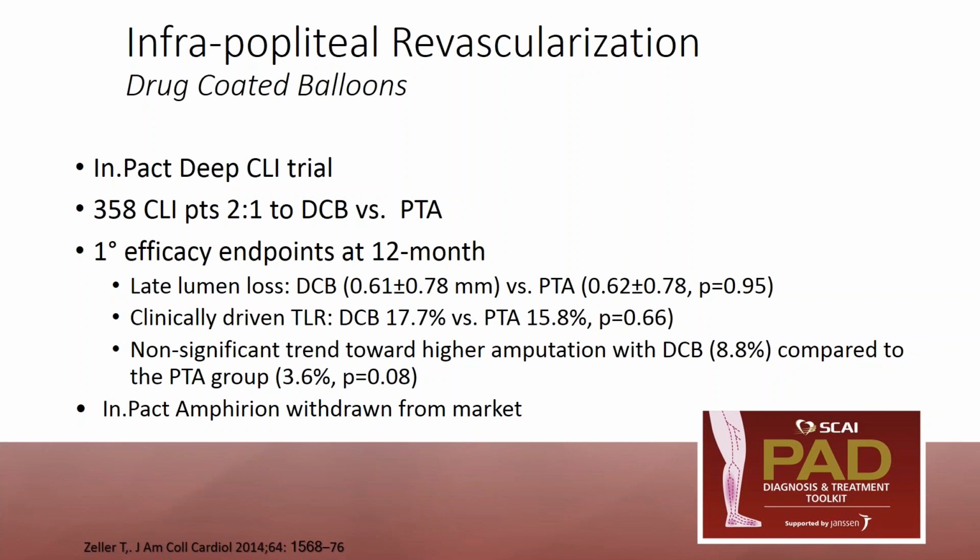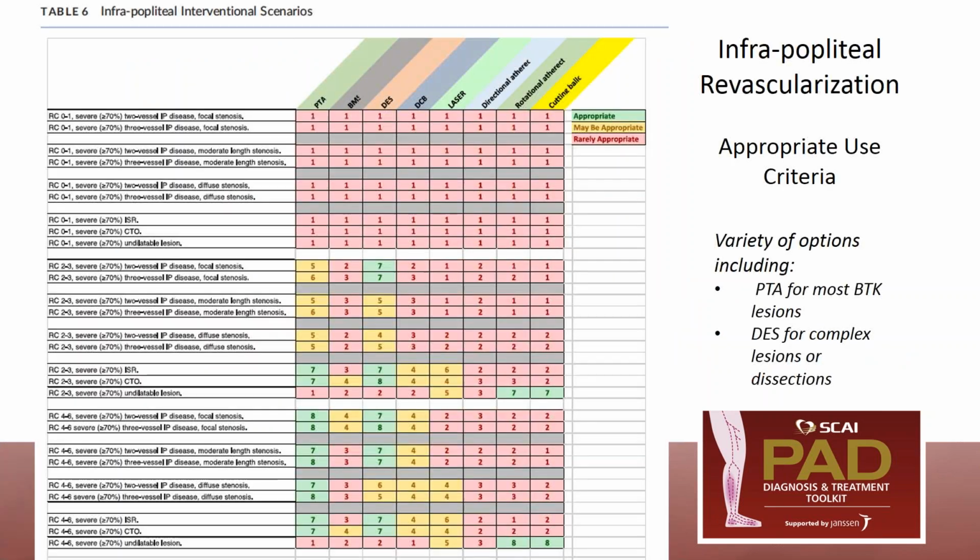Again, the other trial that's not listed here is the most recent one, within the last 1 to 2 months of the third quarter 2018, the Lutonix balloon, showing a benefit of below the knee revascularization using drug-coated balloon versus PTA alone. So currently here in the infrapopliteal revascularization, the AUC criteria, basically you have a variety of options, including PTA for most below the knee lesions.